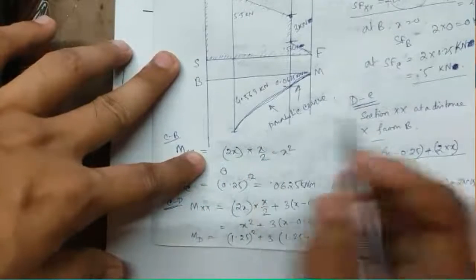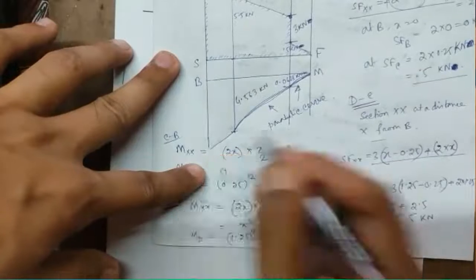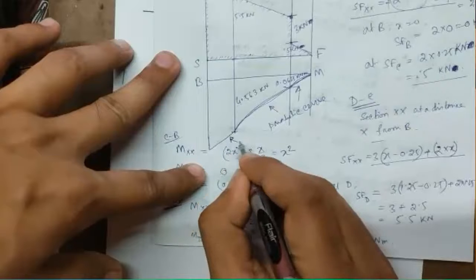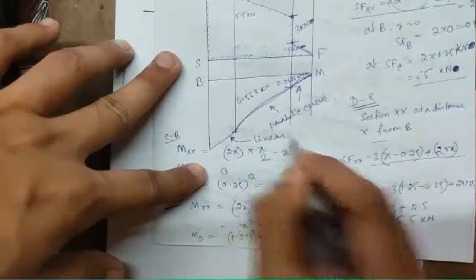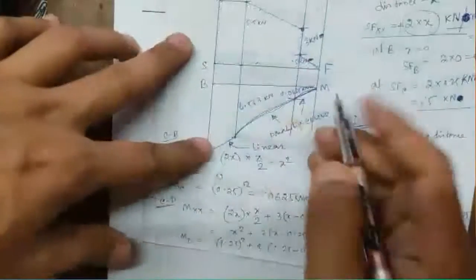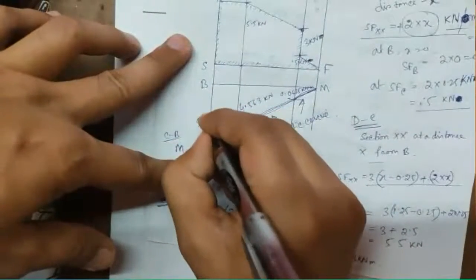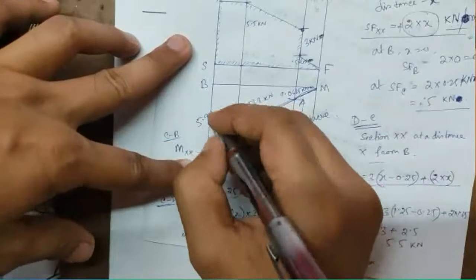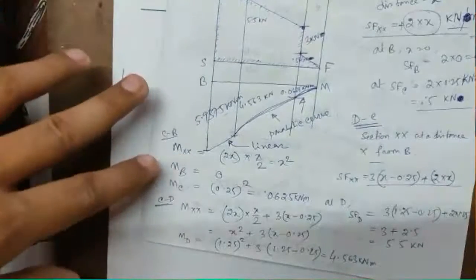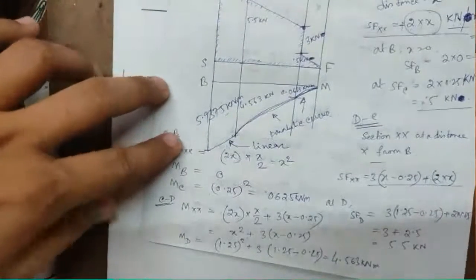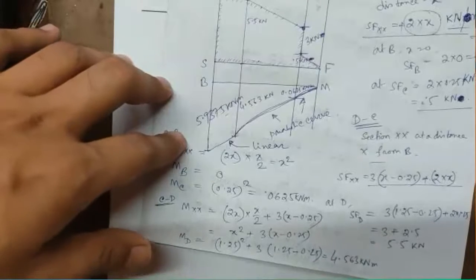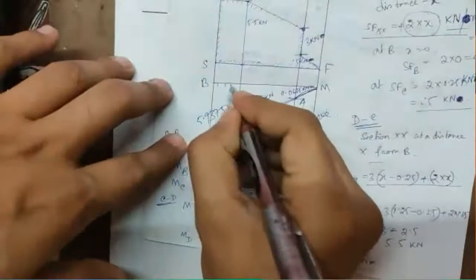So in this curve, this portion is parabolic, but this will be linear. So you have to write this is linear, and this value is what we have found out. This much is 5.9375 kilonewton meter. So you have to mark the curve so that it can be easily understood.